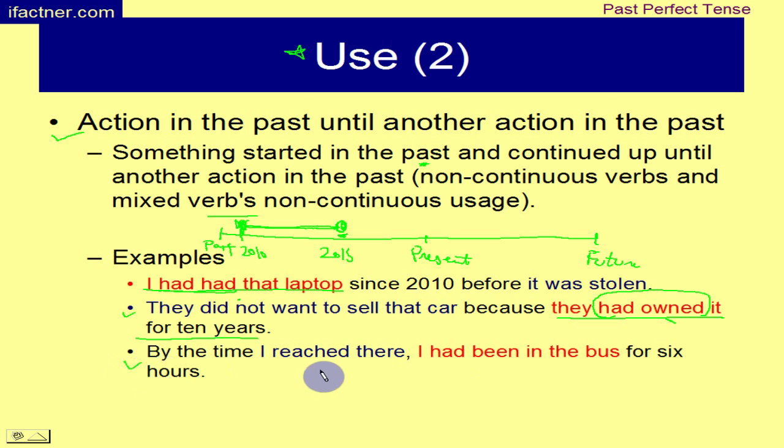And another example is, by the time I reached there, I had been in the bus for 6 hours. I had been in the bus for 6 hours until I reached there. So we also use past perfect tense for a continued action in the past until another action in the past.